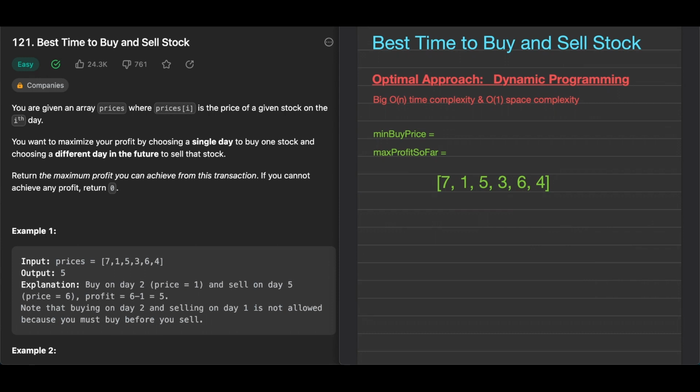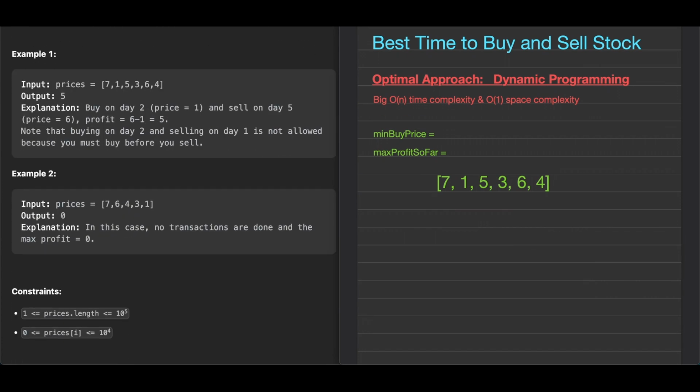Example 1, we have an output of 5 because if you buy on day 2 at a price of 1 and sell on day 5 at a price of 6, you get a profit of 5. Note that buying on day 2 and selling on day 1 is not allowed because you must buy before you sell. Example 2, we have an output of 0 because on day 1 we have a price of 7 and the numbers all descend in order. Therefore, if we were to sell on any of the following days, we would be selling at a loss, or in other words, we would not be making any profit, so we return 0.